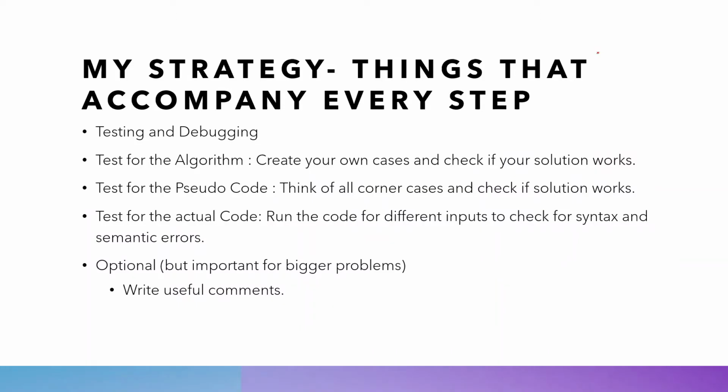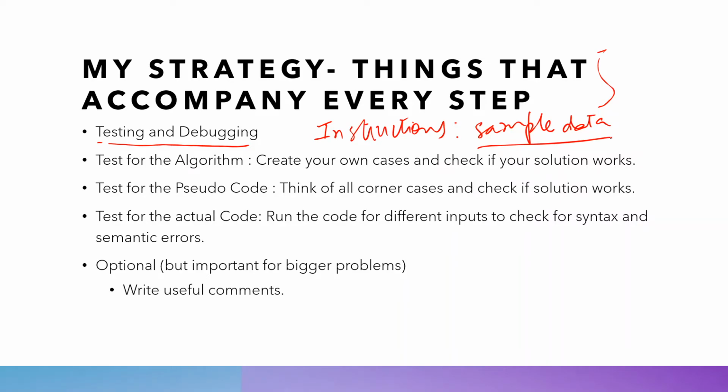Things that you should remember throughout these 5 steps is about testing and debugging. What that means is for every step, even when you are writing instructions in English, also always try to come up with some sample data or test data with which you can check whether your instructions are going to work well or not, right? So this will minimize the need to actually test when you run your code.